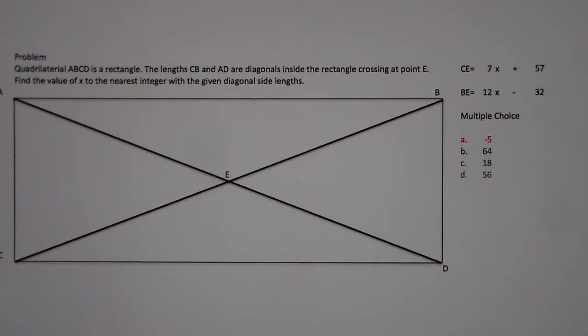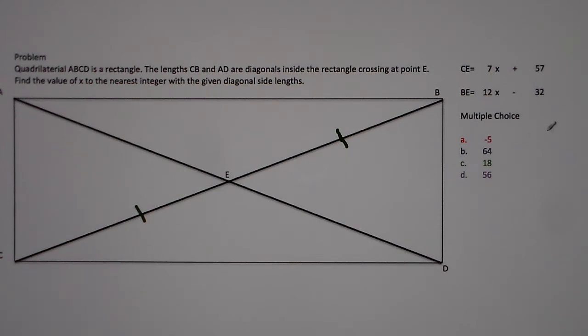Let's do another one. Quadrilateral ABCD is a rectangle, the lengths CB and AD are diagonals inside the rectangle crossing at point E. Find the value of x to the nearest integer with the given diagonal side lengths. So our given diagonal side lengths are up here in the upper right hand corner, CE and BE. Well, we know that they're equal to each other because we have two diagonals crossing. That's just by definition of rectangle.